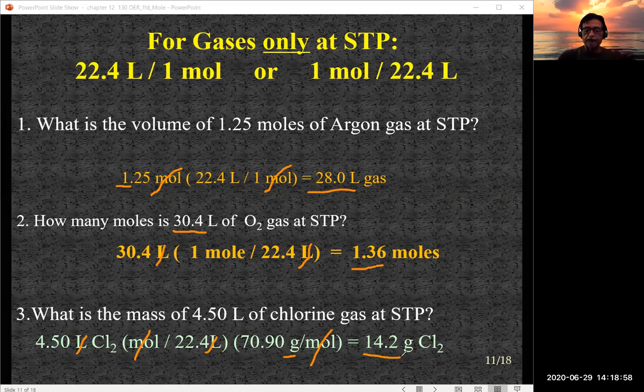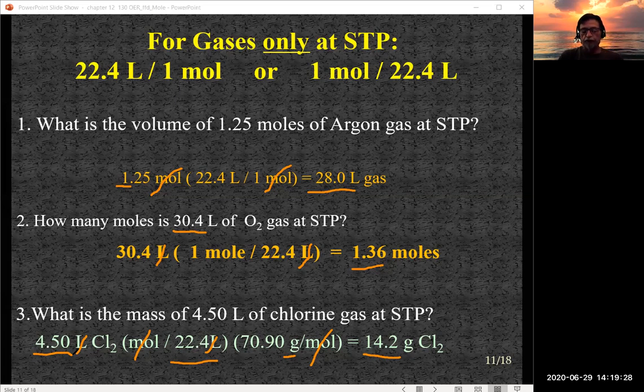With respect to sig figs, remember the atomic weights, we don't use those to determine sig figs, but the 22.4 is a measurement, okay? And so it could play a factor with respect to significant figures in your answer. Now, it has 3 sig figs there, but our problem gives us 4.50, which has 3 sig figs. So our answer should end up with 3 significant figures.